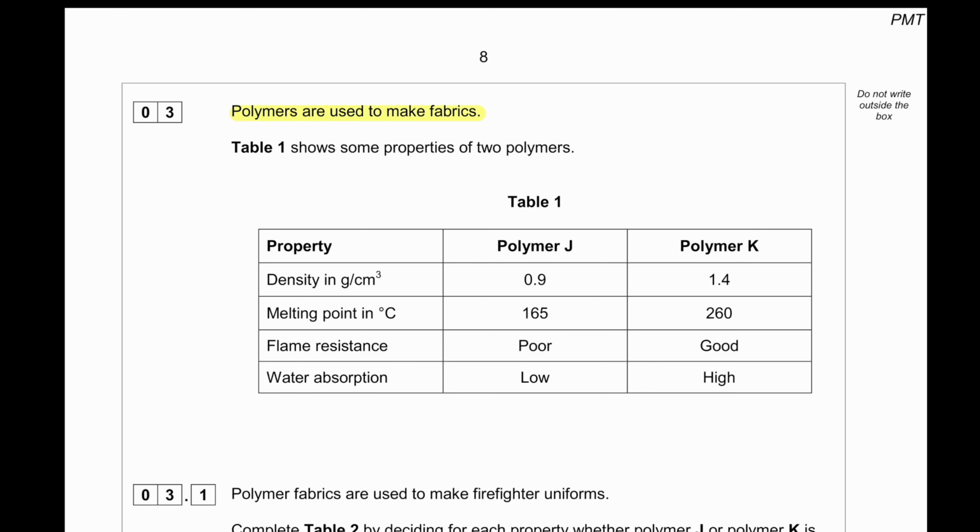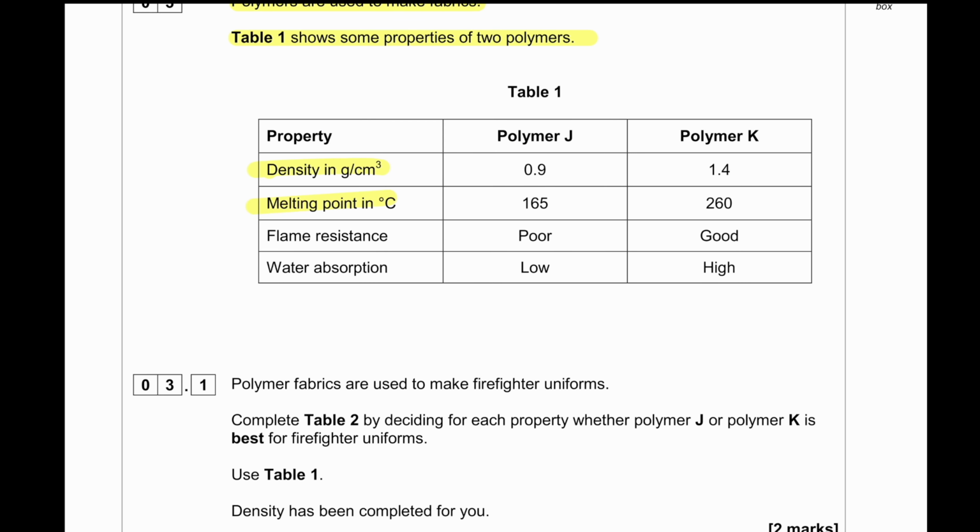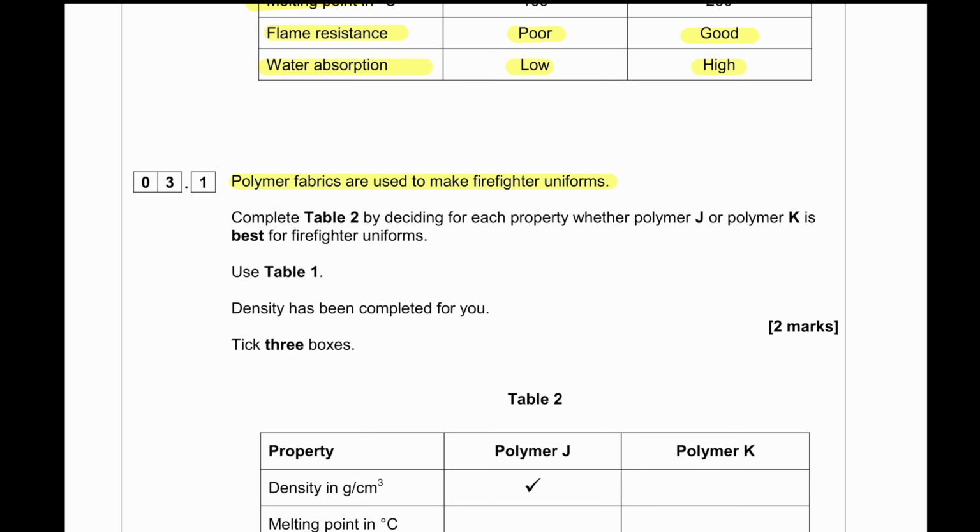Polymers are used to make fabrics. Table 1 shows some properties of two polymers: density, melting point, flame resistance, and water absorption. For polymer J, we can see that flame resistance is poor, whereas for polymer K, flame resistance is very good. Water absorption for polymer K is high, and for polymer J is low. Polymer fabrics are used to make firefighter uniforms.